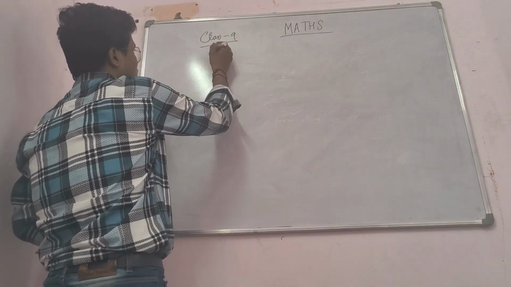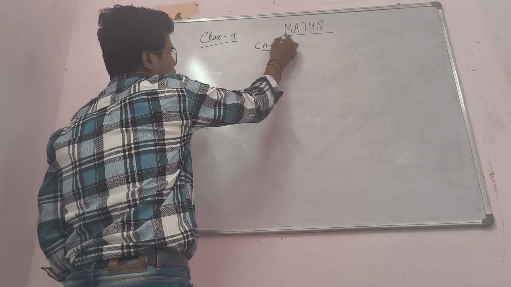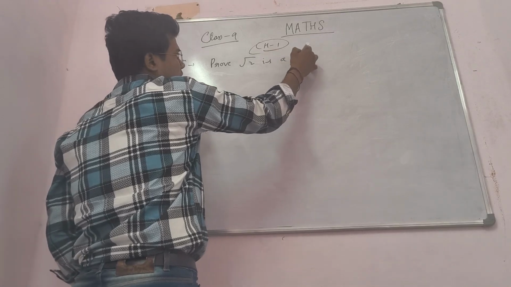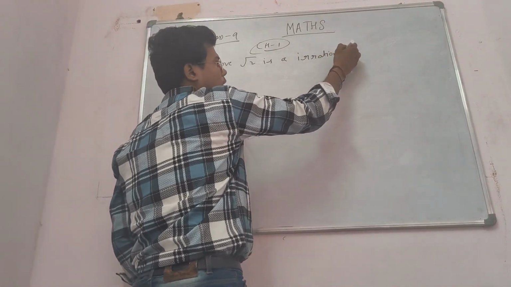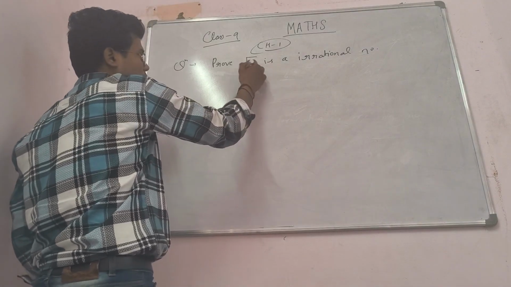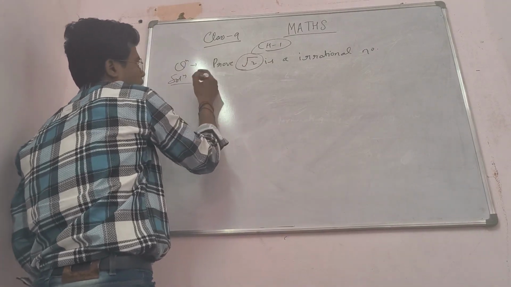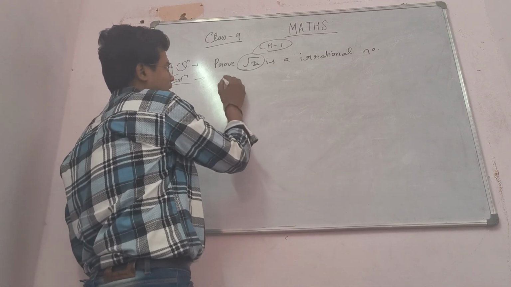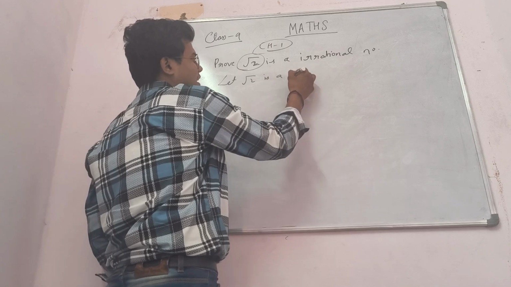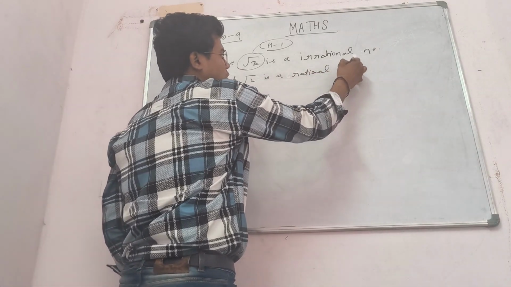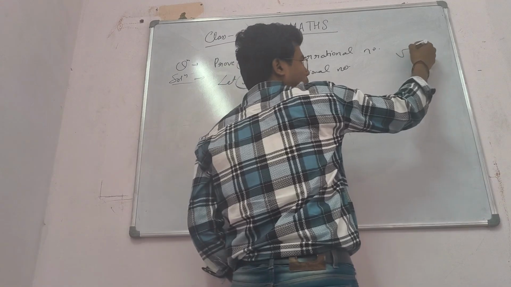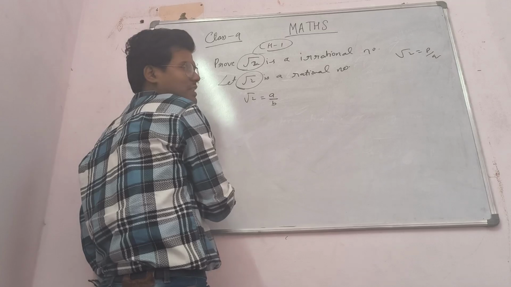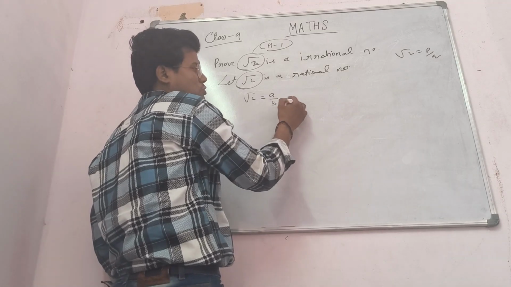This is a famous question in class 9, chapter 1, rational numbers. That is, prove root 2 is an irrational number. How can you prove that root 2 is an irrational number? So see the solution. We can prove it by contradiction. First let us assume that root 2 is a rational number. Then root 2 can be arranged in the form of p upon q. So we can say that root 2 is equal to a upon b, where b is not equal to 0.